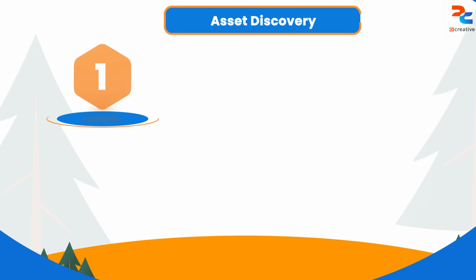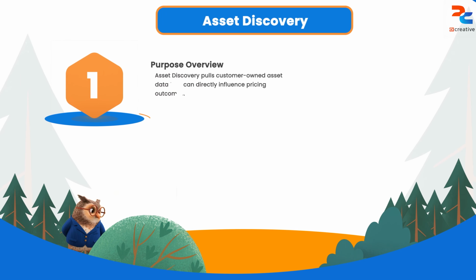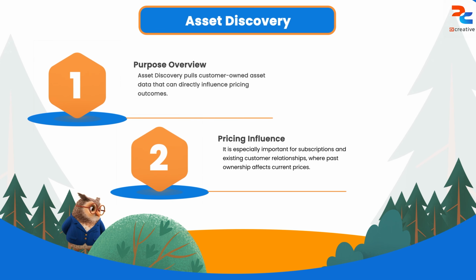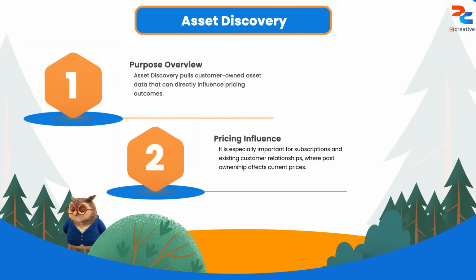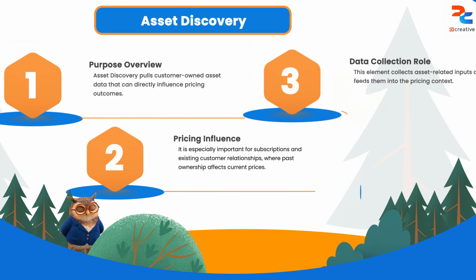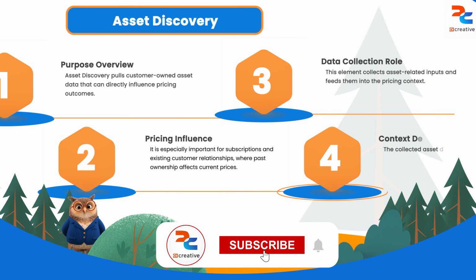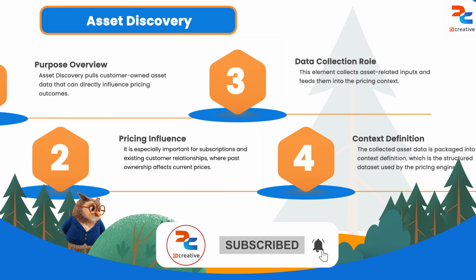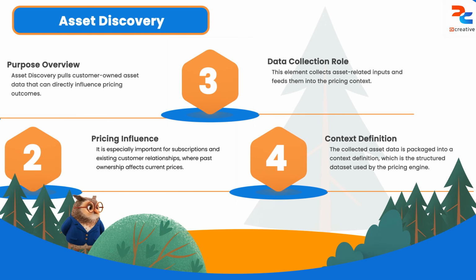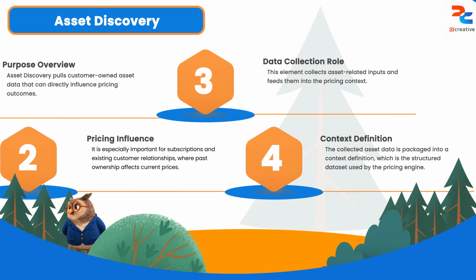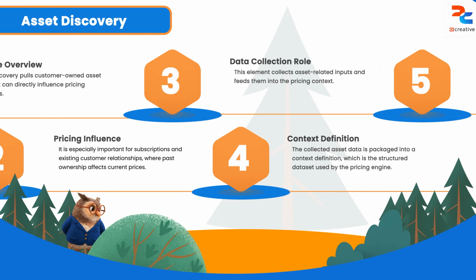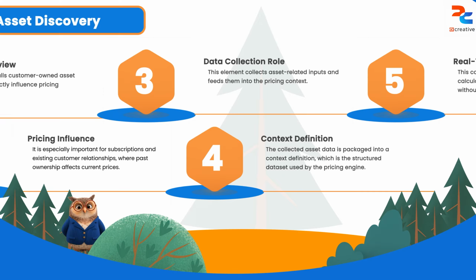Now we have the asset discovery. This pulls the customer asset data that may influence derived prices, particularly for subscriptions and renewals. These elements collect and populate a context definition. We have already learned the context definition, that is the structured data package the pricing engine uses to compute the derived price accurately and in real time. So we have a context definition for the pricing procedure as well. We are going to look at this as well.